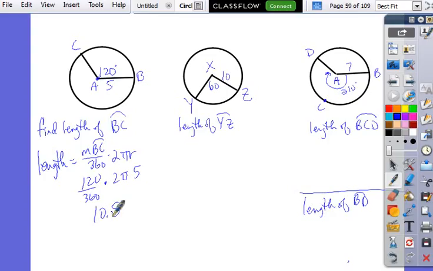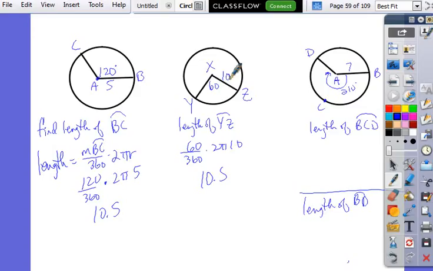Go to the second one, same formula, same process. What's my degree? 60. So 60 over 360 times 2 pi 10, and that one worked out to be the same thing. Remember why? Why are those two the same? What did I do with the angle? 120 to 60. Cut it in half. I divided by 2. What did I do with the radius from 5 to 10? I multiplied by 2, so I divided by 2 and I multiplied by 2, that makes it the same thing at the end.